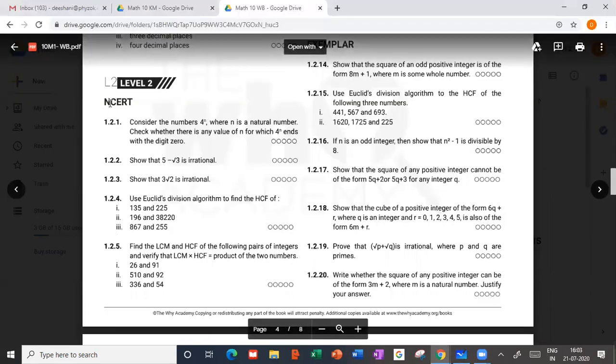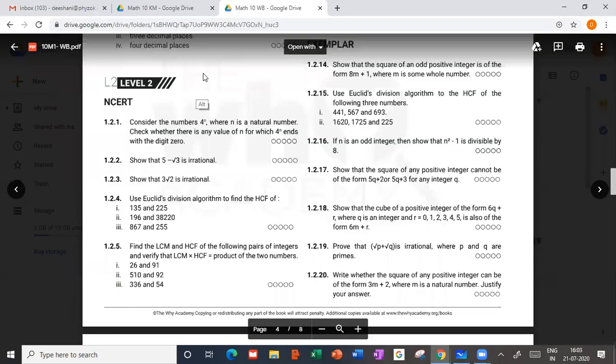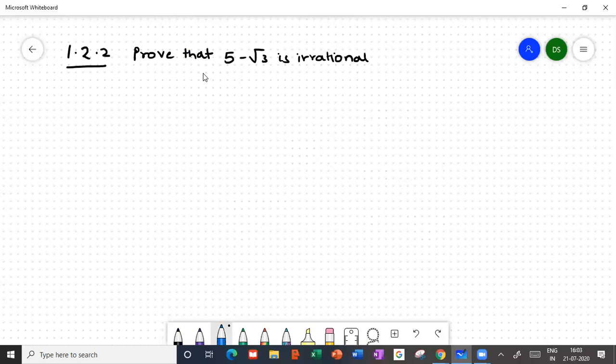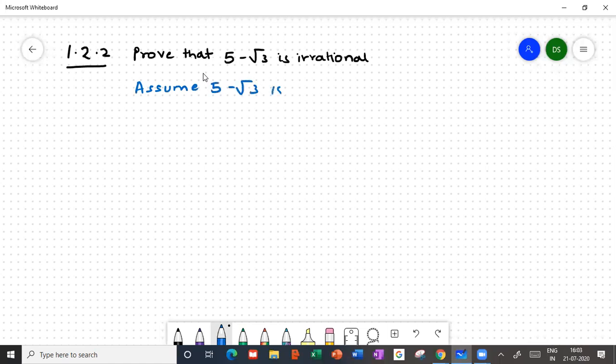So the question is 1.2.2. Prove that 5 minus root 3 is irrational. This is actually simpler than the previous one we did, and it is under the same principle. So I'm going to do the same things. I'm going to assume 5 minus root 3 is rational.